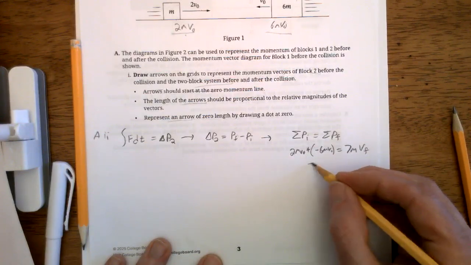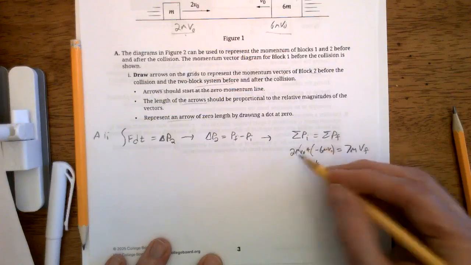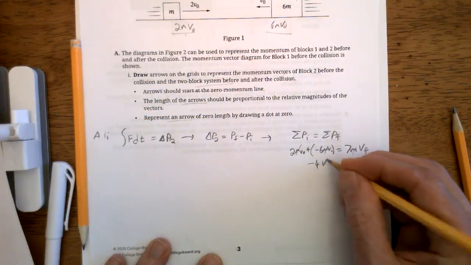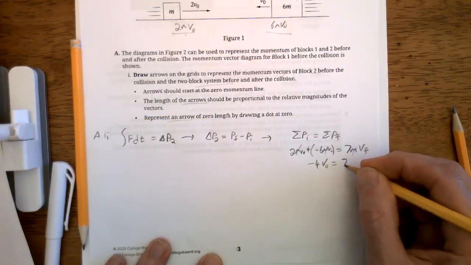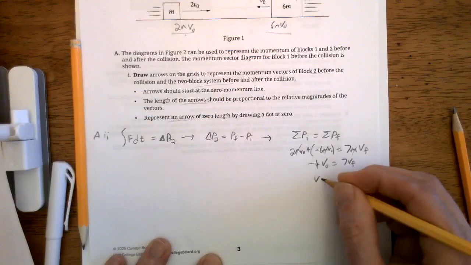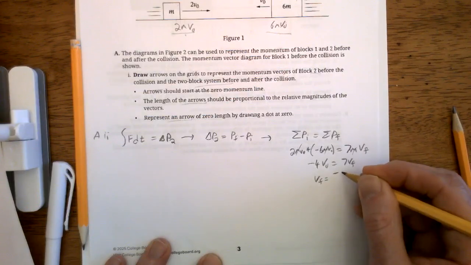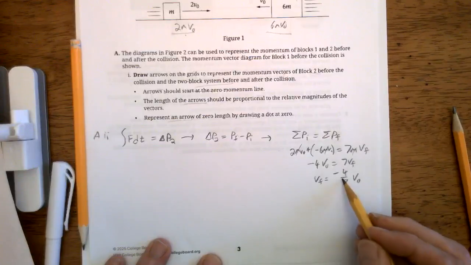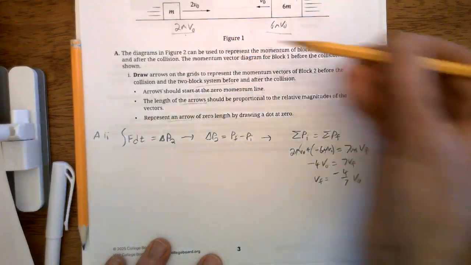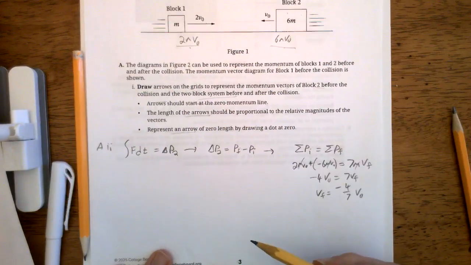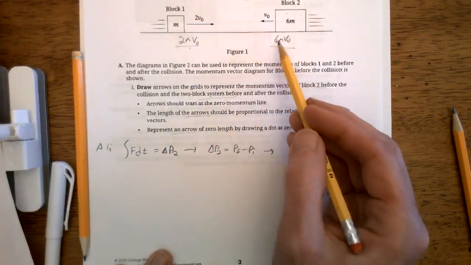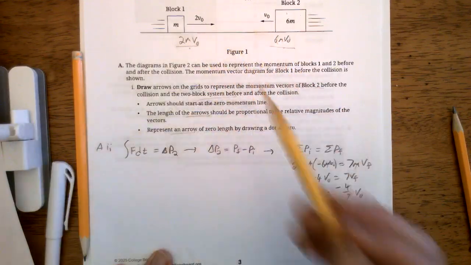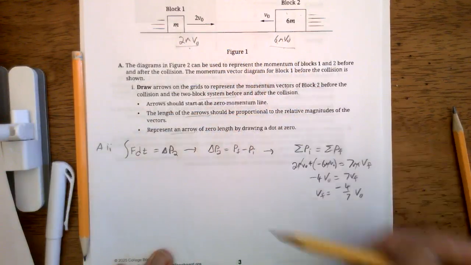So this is going to be negative 4, I can get rid of the m's: negative 4Vo equals 7Vf. So Vf is negative 4/7 Vo. And the negative just means they're going in that direction after they collide, which makes a little bit of sense. This one's much more massive, even though this isn't going twice as fast. So they're going in that direction.